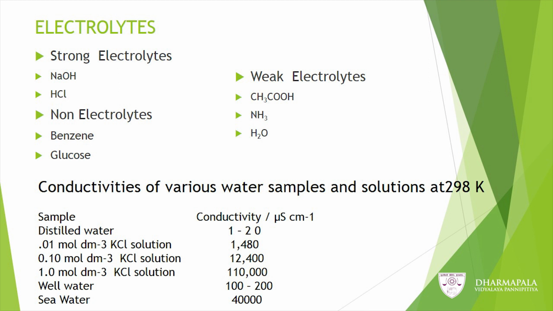Now conductivity of dilute aqueous solutions decreases with the decrease in concentration, that is due to the decreased amount of ions and interaction of ions upon dilution. So from this table you can see that with increasing concentration, conductivity has increased for the same KCl solution. And when we consider sea water, it has a lot of ions, therefore it has higher conductivity. It is about 40,000 microsiemens per centimeter.